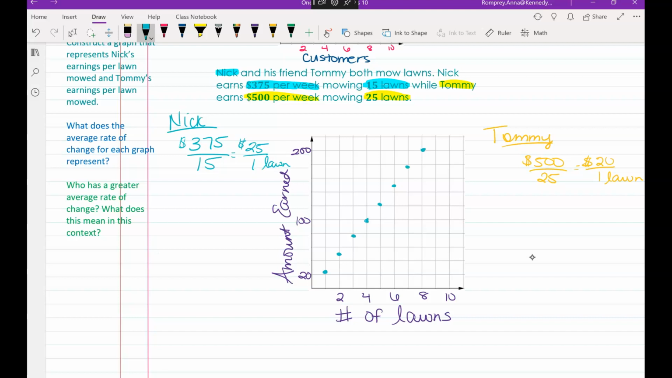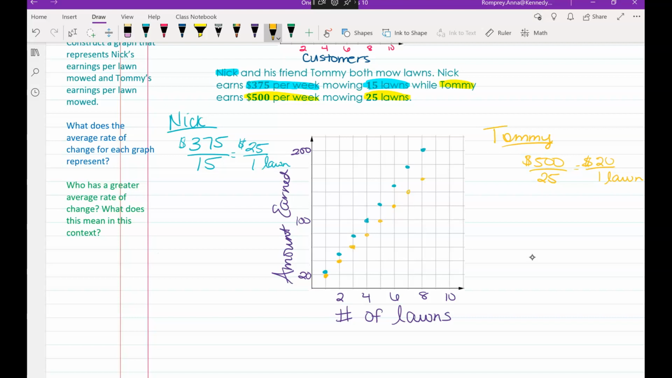Okay, and do I connect my points? Well, I'm thinking this is discrete data again, because nobody's going to pay me to mow part of their lawn. It's just not going to happen. Okay, so then we'll look at Tommy. So $20 a lawn. Okay, so I numbered by 20s. This will be nice and easy. 20, 40, 60, 80, 100.